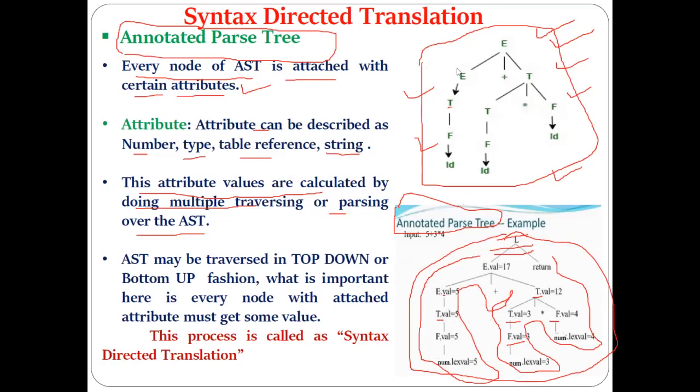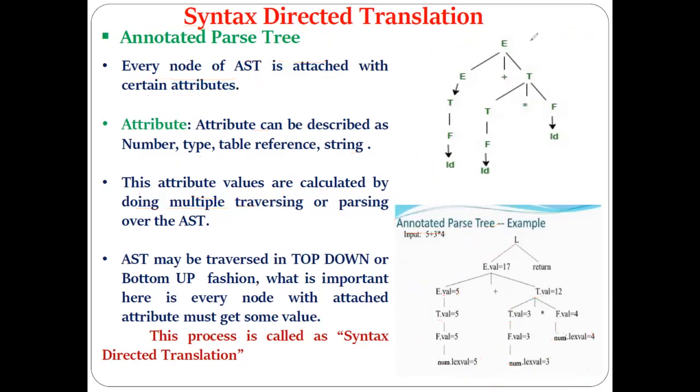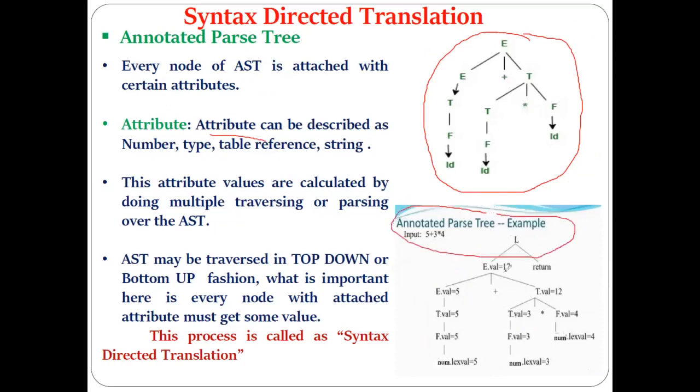The simple thing you have to keep in mind: an annotated parse tree is nothing but attaching some extra information in the form of attributes to the abstract syntax tree. And after that, whatever tree we get is called an annotated parse tree. Okay, this is the example. After getting this annotated parse tree, it can be traversed, in the sense of visiting the different nodes of the parse tree. Traversing can be performed in the top down or bottom up fashion.